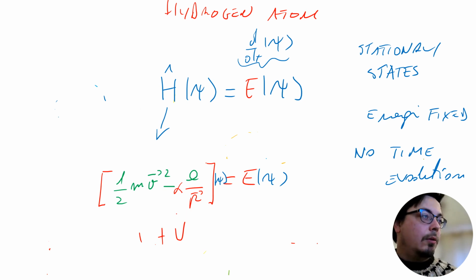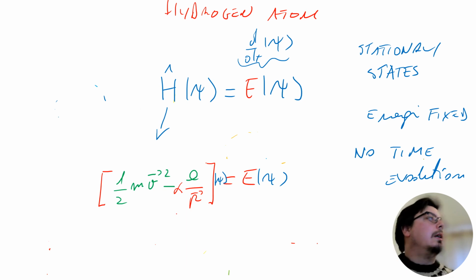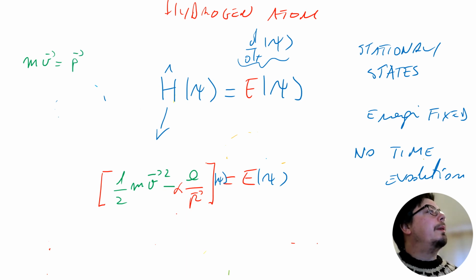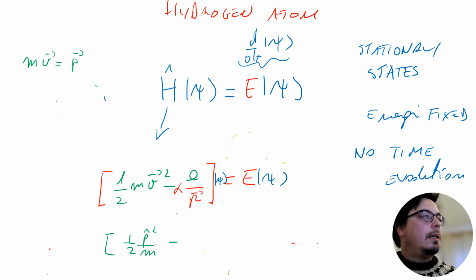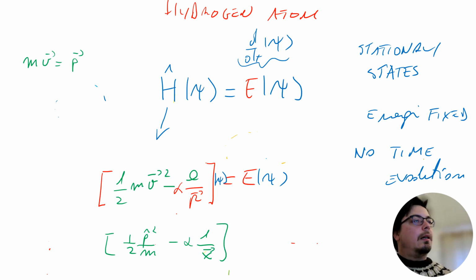Now, the last thing that I want to do is to recast this in a way that we know, with the operators that we know. So m v is p, momentum, the operator p that we know. So we can write this as p squared over 2m, and then this is alpha, a constant alpha, divided by the operator x. And these are things that we know how to use. We will try to solve this equation next time.